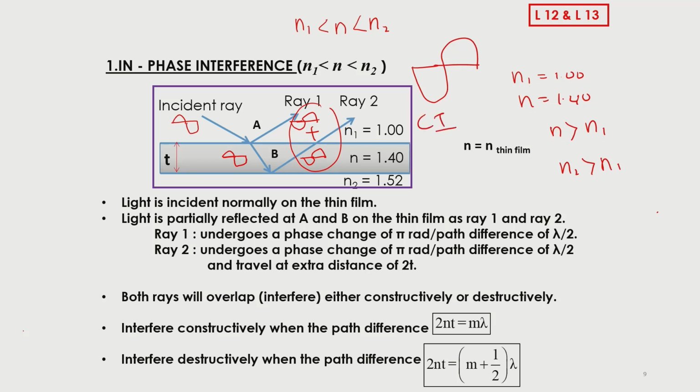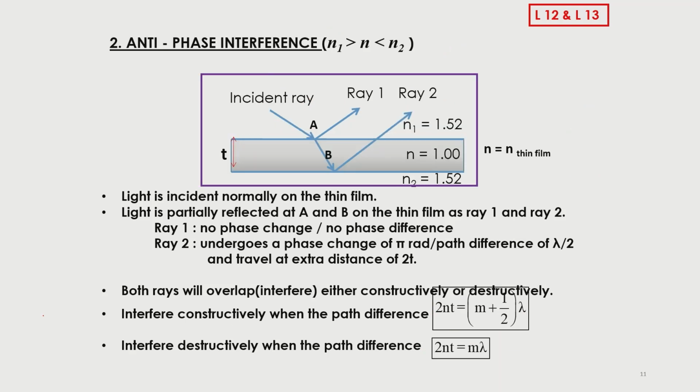If it interferes constructively, then the equation is 2nt equals m lambda. If it interferes destructively, then the equation is 2nt equals (m plus half) lambda.